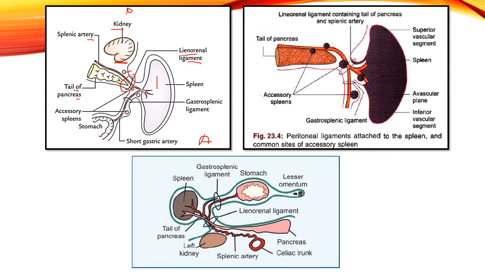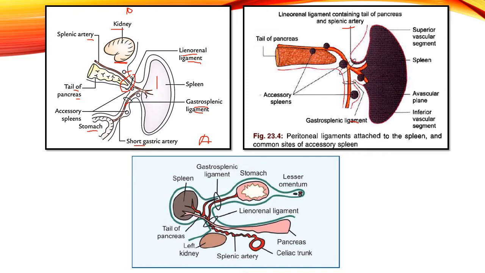And then over here we have the stomach. We have the greater curvature of the stomach over here, and between the greater curvature of the stomach and the spleen we have the gastrosplenic ligament which is transmitting the short gastric artery and lymphatics. We have the similar depiction over here. We have the lienorenal ligament containing the tail of the pancreas and the splenic artery, and we have the gastrosplenic ligament containing the short gastric vessels over here.